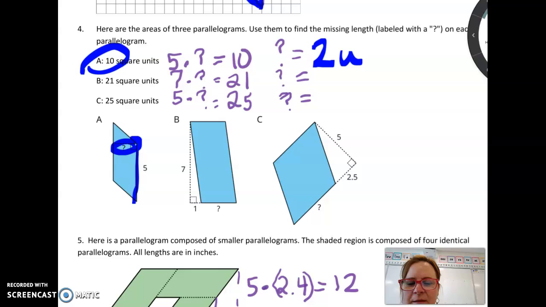For B, we're missing the base. They're trying to trick you. Do you see where they're trying to trick you? So they gave us that the height is 7. The base, we multiply by 7. We know 7 times what is 21?